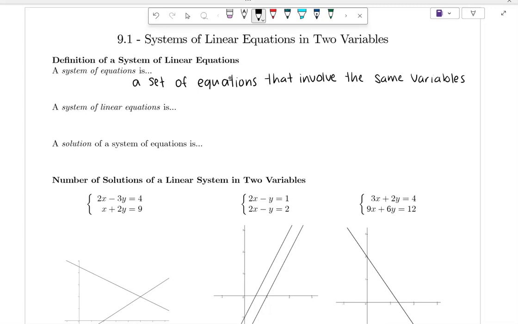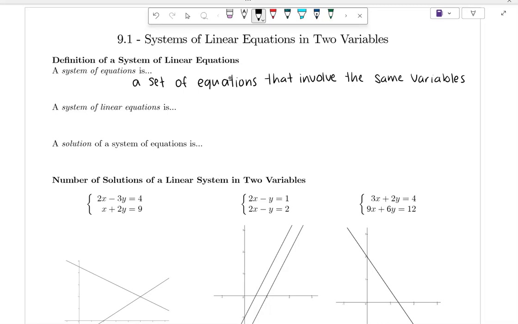So again, that's just going to look like an equation. So you could have like y equals x squared or something, and then you have another one that's in the same variables. Okay, so then like y equals x cubed, something like that. Two equations.